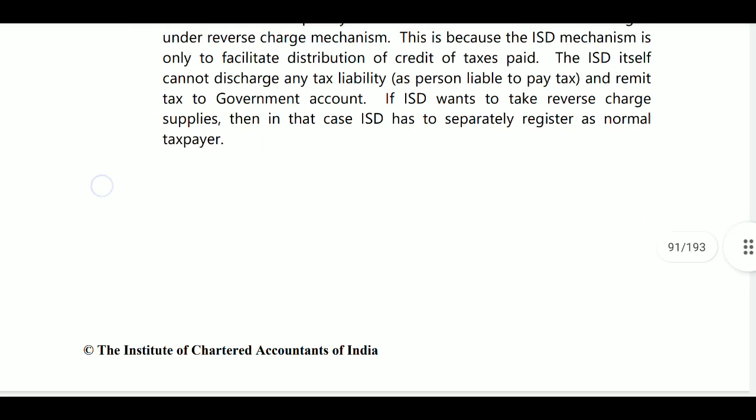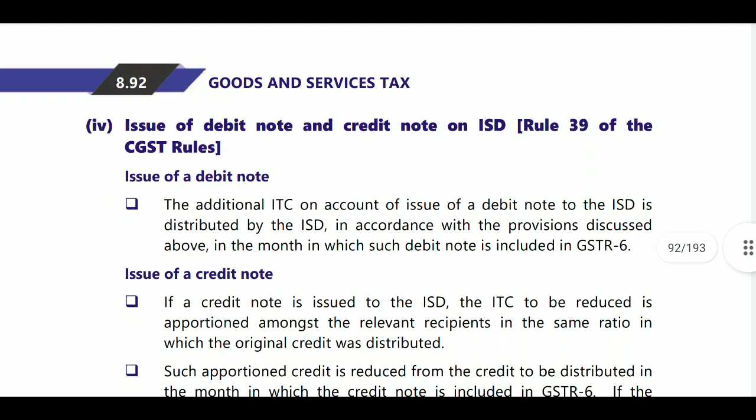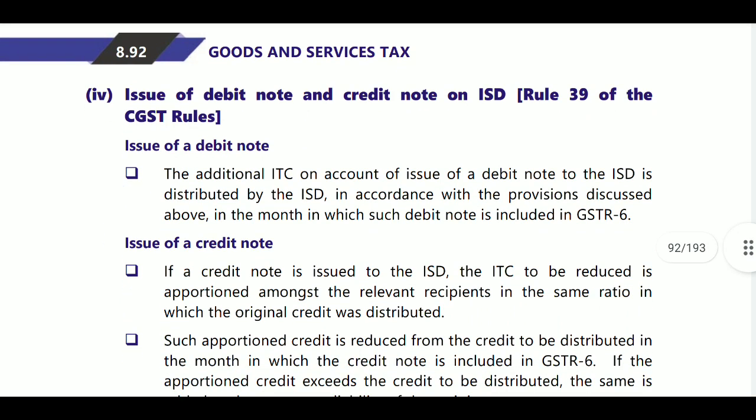Next, if he is issuing a debit note on the ISD, the additional ITC on account of issue of the debit note to the ISD is distributed by the ISD in accordance with the provisions discussed above, in the month in which such debit note is included in GSTR 6. So you must include the information related to the debit note in GSTR 6.